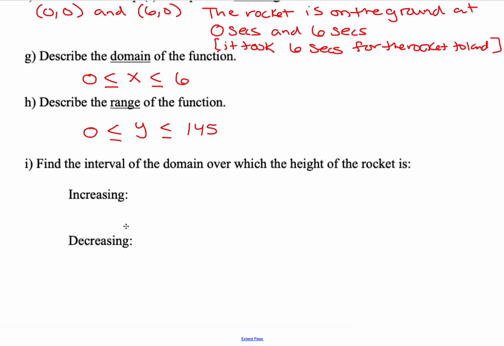Okay, and our last question says, find the interval of the domain over which the height of the rocket is increasing and also decreasing. So again, we're going to be looking at the domain. So we know that our domain is from 0 to 6. Those are our two numbers. So our increasing and decreasing has to start with a 0 and end with the 6. So we want to look at our graph and understand what's happening here.